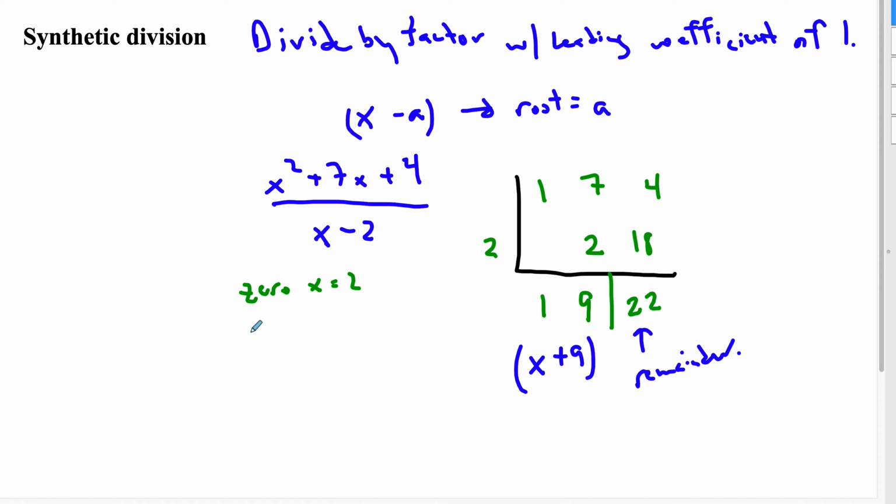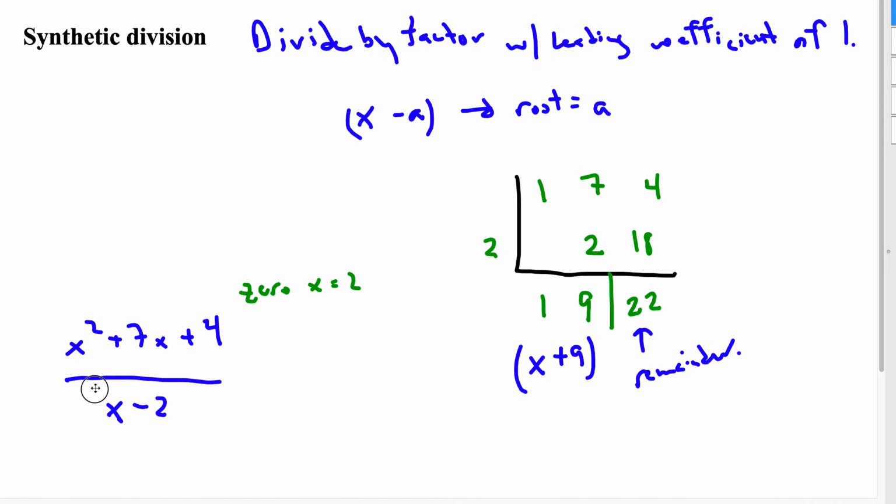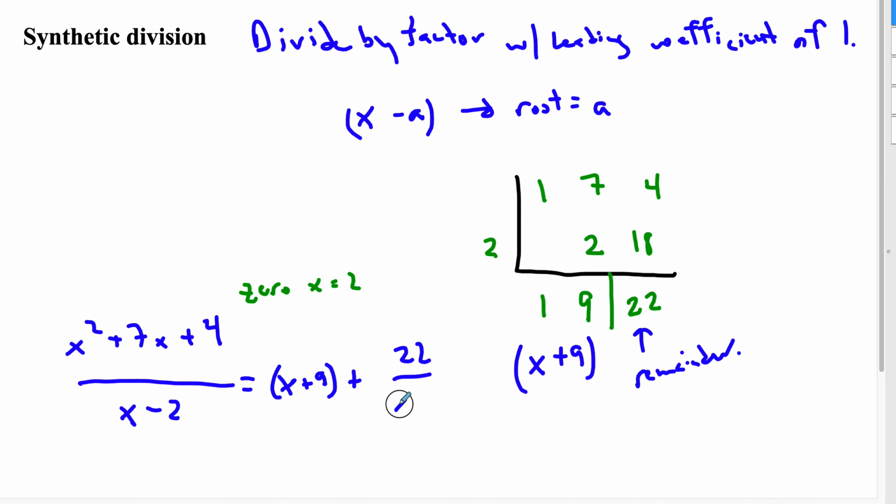So this means that this down here, I already wrote it, so I'm just going to move this. This divided by this is equal to, well, x plus 9 plus the remainder, which is 22 over x minus 2, okay?